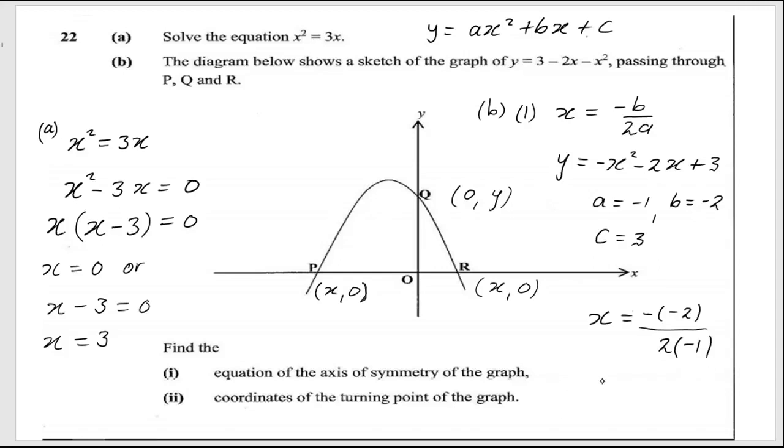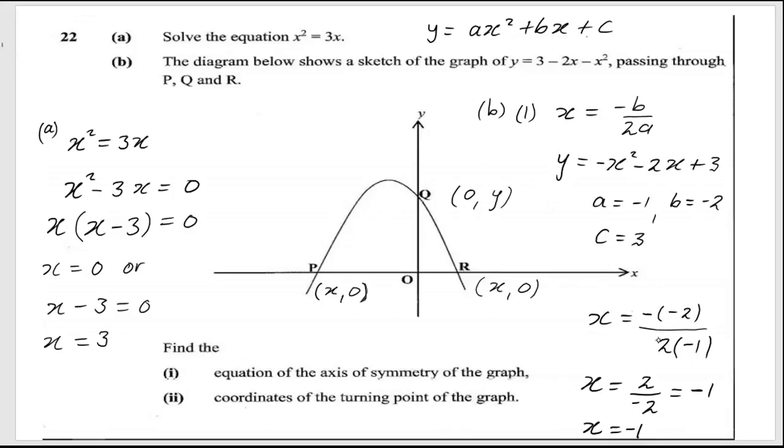Then the line of symmetry, which is the x-coordinate of the turning point, is going to be: negative times negative will give us positive, so we have 2 times negative 1, that will give us negative 2. Then positive 2 over negative 2 will give us negative 1. So the equation of the line of symmetry is x is equal to negative 1. So that is how you find the line of symmetry of a curve.